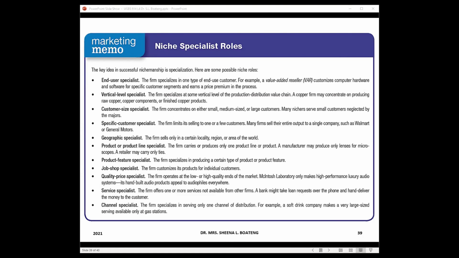So you will realize that in the example where a firm is serving only one channel of distribution, like only gas stations or only hotels or only restaurants, you can only purchase that particular product when you go to this hotel or this restaurant. You can't get it in any other hotel or restaurant. Is there any example of a drink or some item that you can get at certain locations that you cannot get at others?